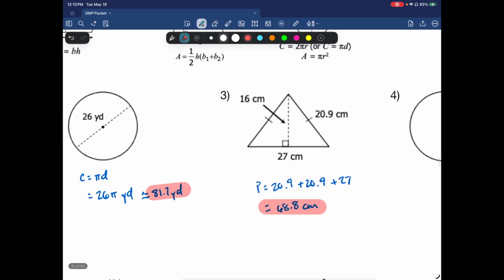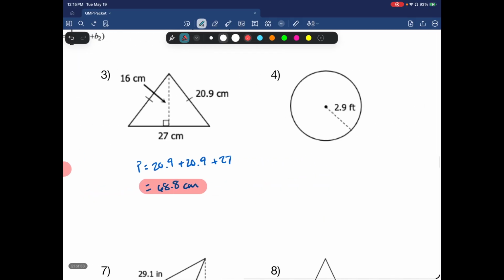All right, so on number 2, we did circumference with diameter. On number 4, we're going to do circumference with radius. All right, so circumference is 2 pi r, and that's because the diameter is twice the radius. So if you have diameter, you don't have to do anything special. But if you have the radius, you got to multiply by 2. All right, so this is going to be, let's see, 2 times pi times radius is 2.9. So this is going to give you 5.8 pi. That's exact. But if you want to round, then that's going to be 18.2 feet.